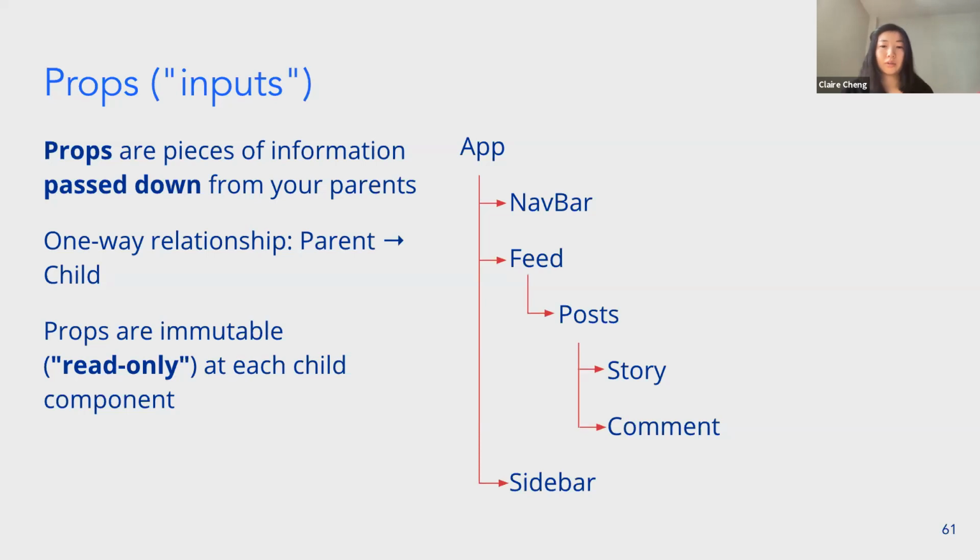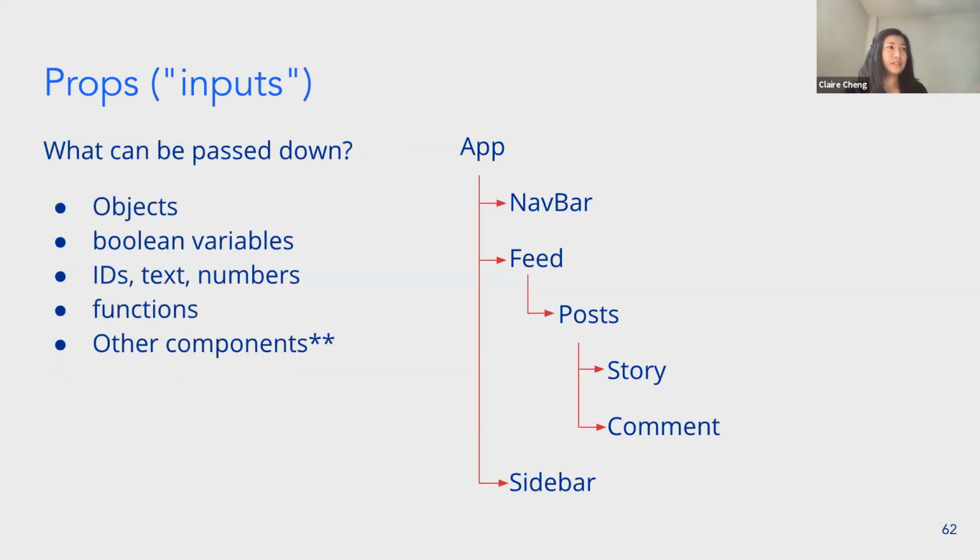Okay, so now you may be wondering, we've been talking about passing props, but what exactly are props? What information can they hold? Props can basically be anything you want. You can pass down entire JavaScript objects. You can pass down Boolean variables, like whether a user is logged into your site, and you want to pass it down from App, down to Feed, down to Post, down to Story. That would be a way to do it. Other examples are things like IDs or just simple text, numbers. You can even pass down entire functions or entire components as a prop. So that's basically a high-level overview of what props are.